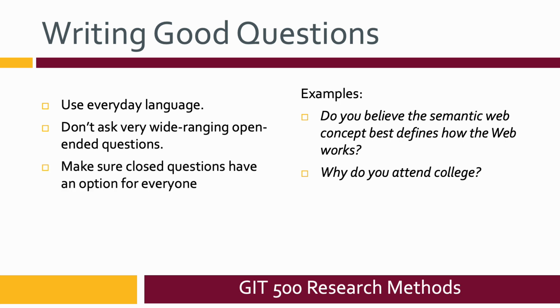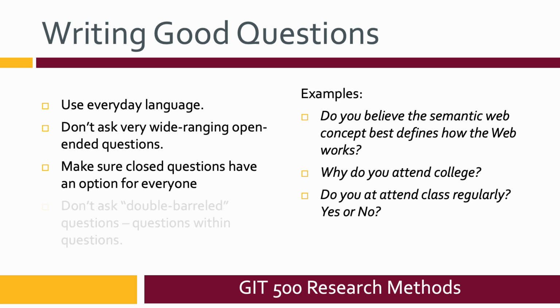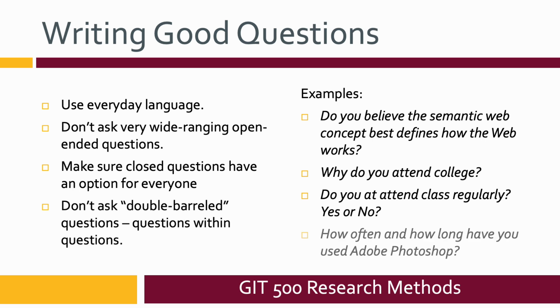Any closed questions should have an option for everyone. So if you ask them, do you attend class regularly? Yes or no? They might want to say maybe or sometimes, right? So you need to make sure everybody has an option to answer and not force them into yes or no if that's not what they want to answer. And then don't ask double-barreled questions. Those are questions within questions, or double questions like this one. How often and how long have you used Adobe Photoshop? So that's 2 questions. You can ask both questions, but you need to ask them separately.